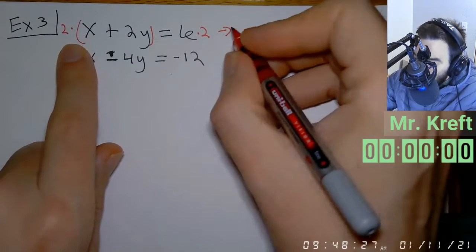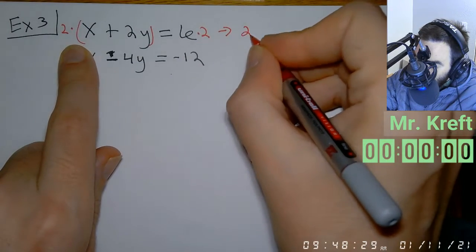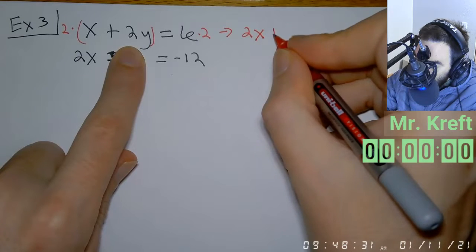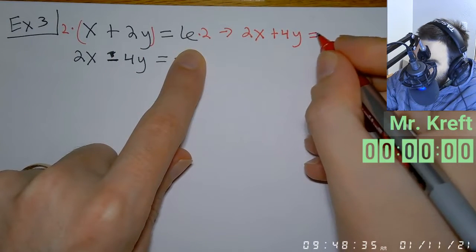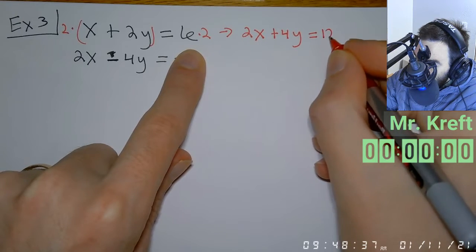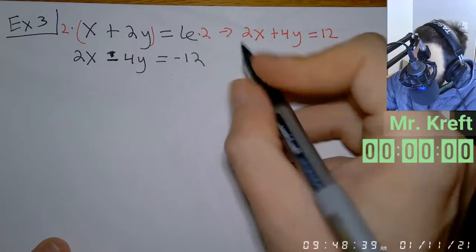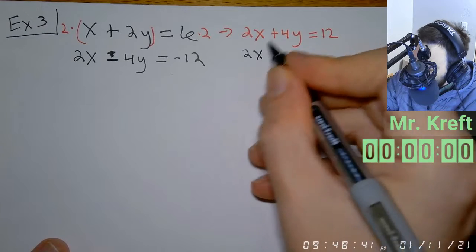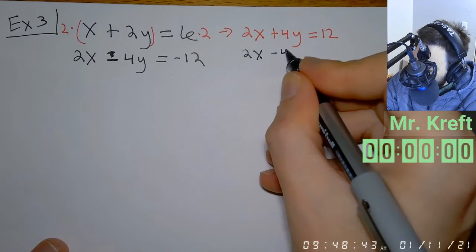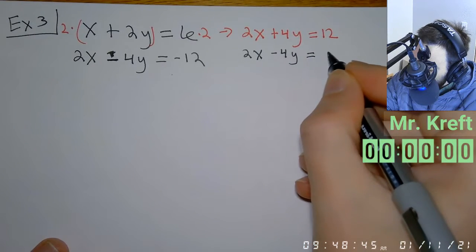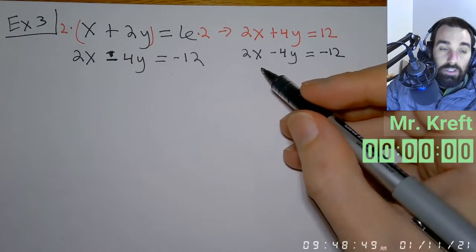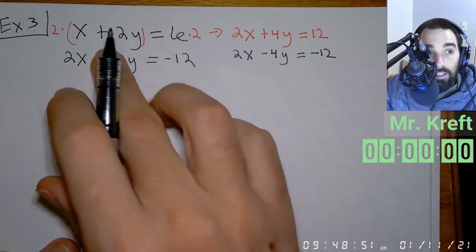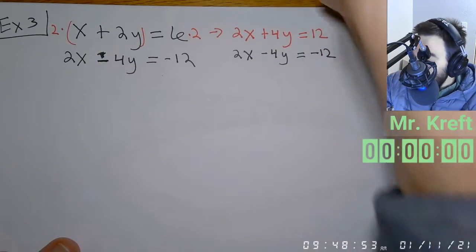So I'm going to multiply everything by 2. So I'm going to get 2x and then plus 4y. And then don't forget this side, I'm going to get 2 times 6 is 12. And then in this case, the bottom is going to stay the same. Okay, so in doing this one, what we did here is we got the y's to be opposite.